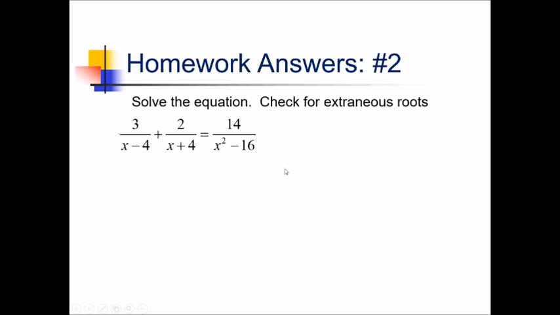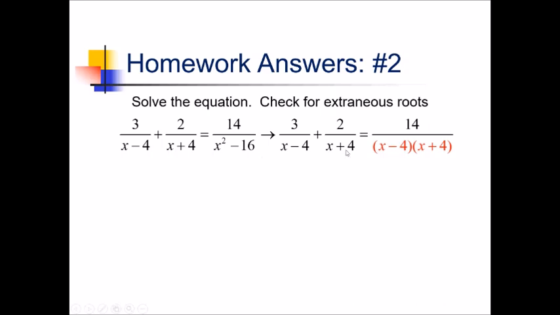Before I can do that, though, I'd like to factor this x squared minus 16 so I can see what all the factors are. So this is going to be the difference of two squares, so I can use my plus minus shortcut and square root those to get x plus 4 and x minus 4.